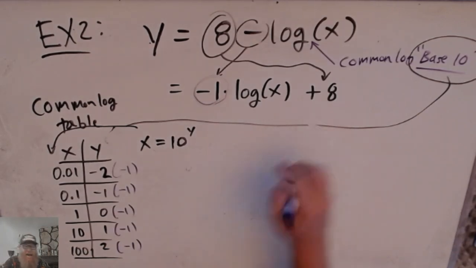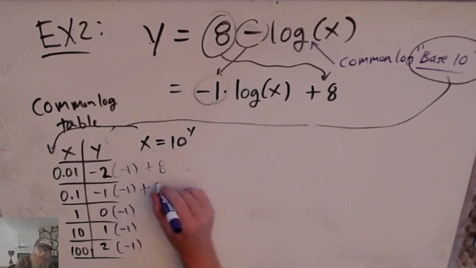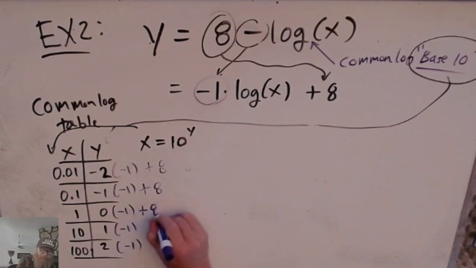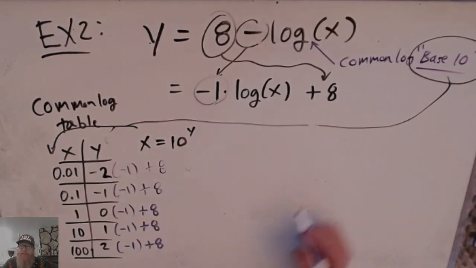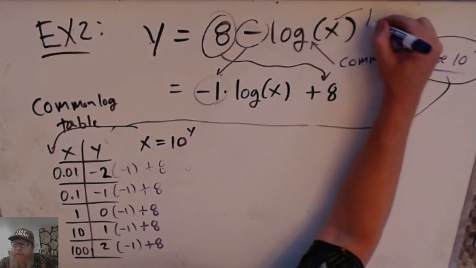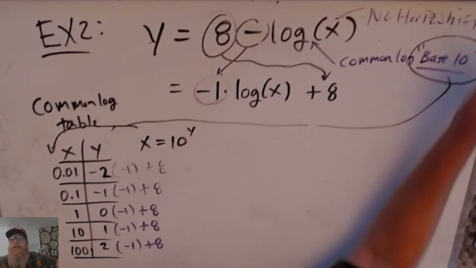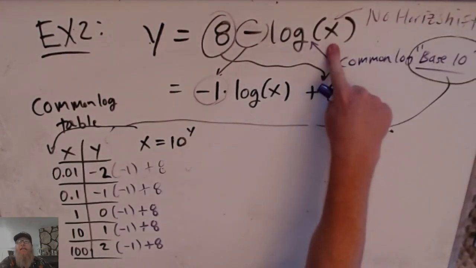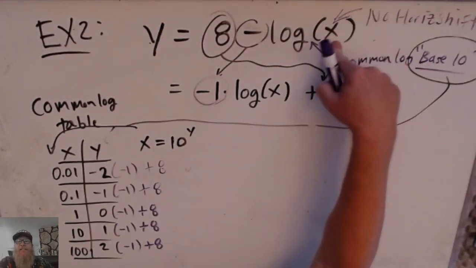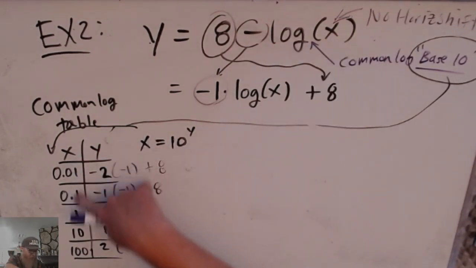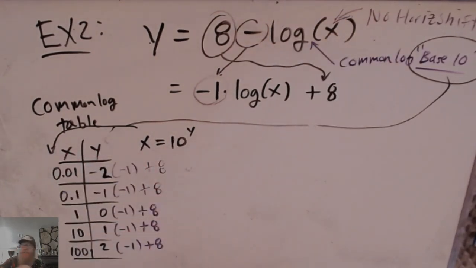We're going to add 8 to all the y's, and we're going to do nothing to the x's. So there is no horizontal shift. Nothing is happening to the x, see? X is just x. Just leave it alone. X stays x.